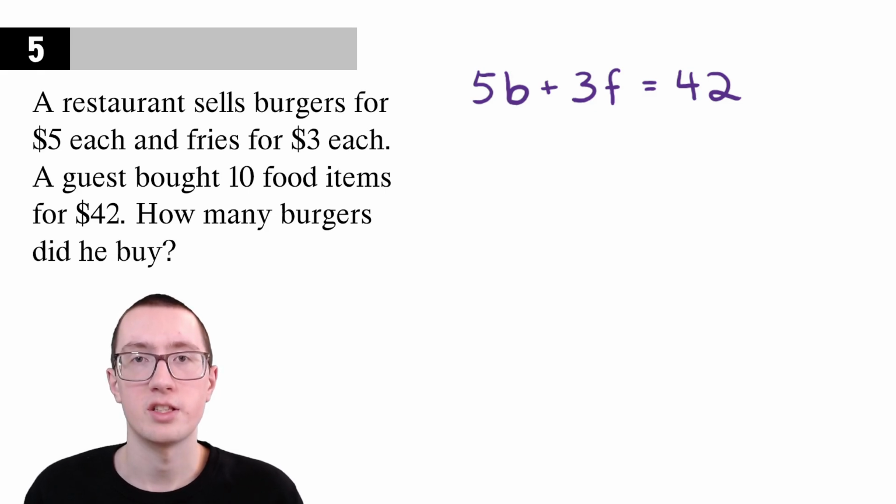Well, the problem says that they bought 10 food items. So they could have bought like 3 burgers and 7 fries. They could have bought 10 burgers and no fries. They bought a total of 10 items though. So how would you write that as an equation?